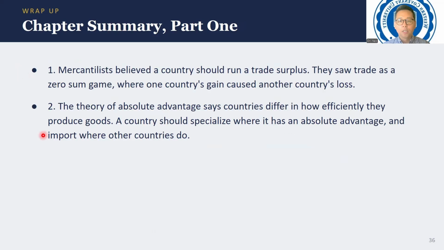Point 2, the theory of absolute advantage from Adam Smith says that countries differ in how efficiently they can produce different products. A country should specialize in producing goods where it holds an absolute advantage, and import goods in areas where other countries hold the advantage instead. These first 2 points set up the whole debate of this chapter.